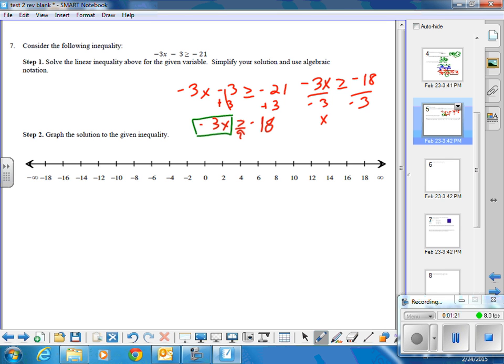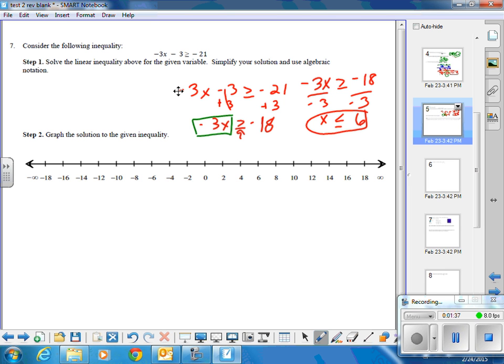X becomes a 6. X is less than or equal to 6. You flip it to go in the other direction, all right? Now, I need to go ahead and graph that. Remember what I told you before. I go to the 6.